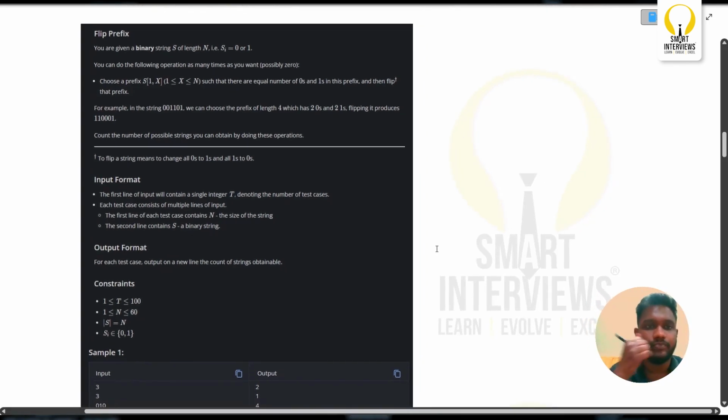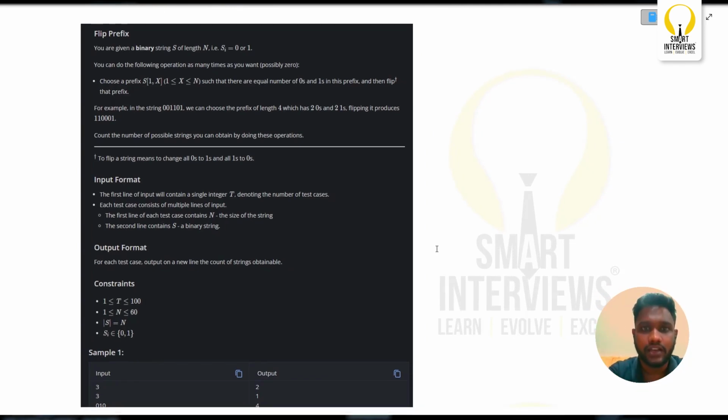Okay, so if we look at the question, it is called flip prefix. Here we are given a binary string, so it only consists of zeros and ones. Okay, and the question is saying that we can do the following operation as many times as possible. Choose a prefix. As we know the definition, a prefix is nothing but from the starting index, the first index, to whatever length you like. That will be your prefix, right?